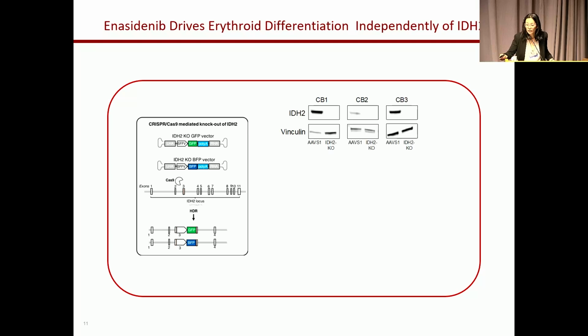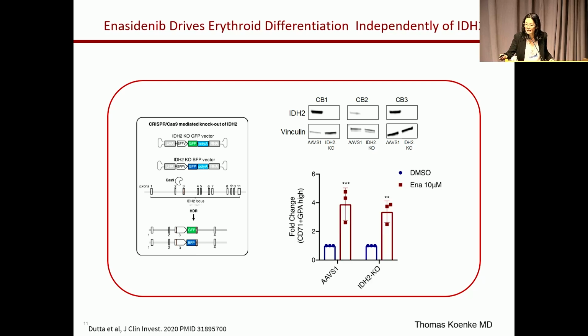We then wondered whether this was a totally off-target effect by using CRISPR-Cas9 AAV1-based editing to knock out or delete endogenous wild-type IDH2 in 3 independent cord bloods, as shown on top. You can see that we get successful IDH2 wild-type protein expression deletion.